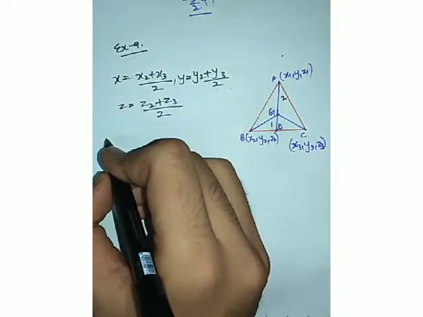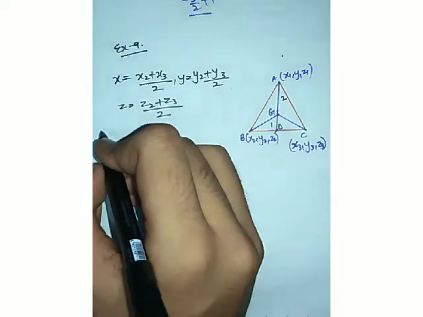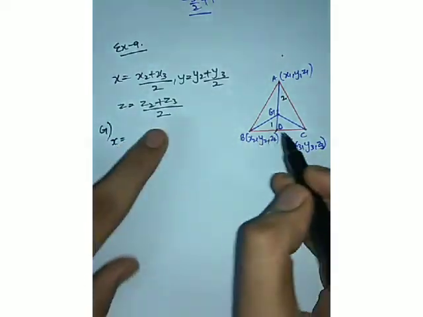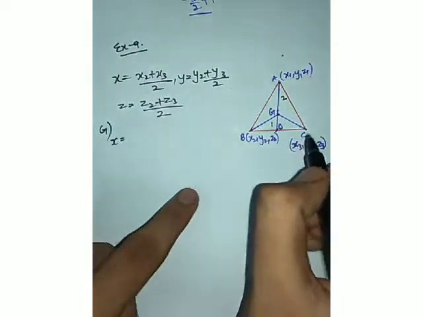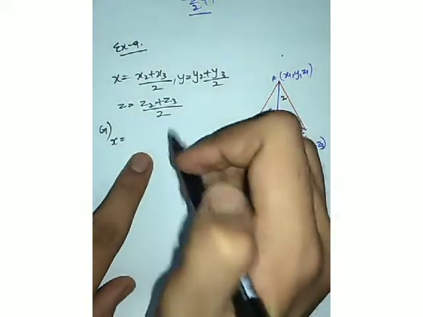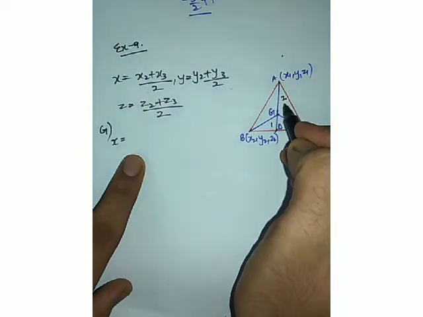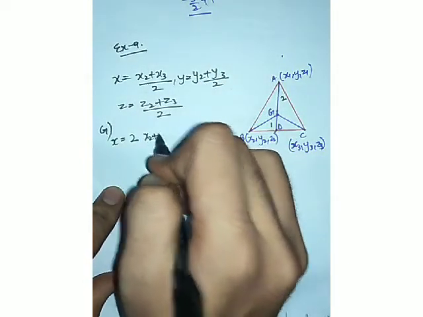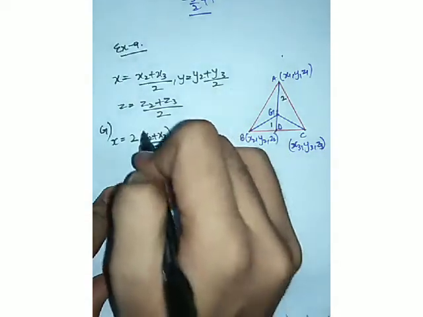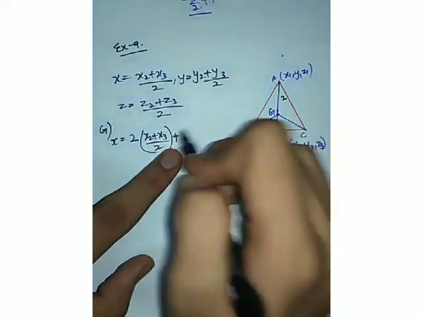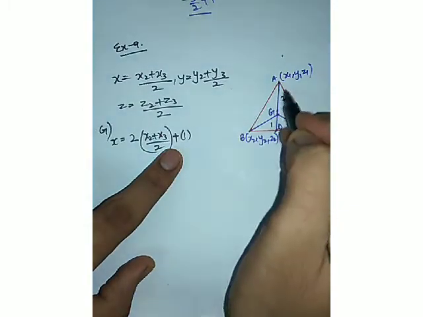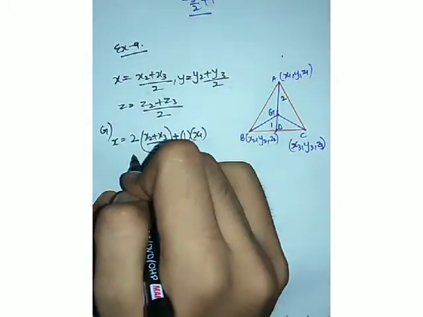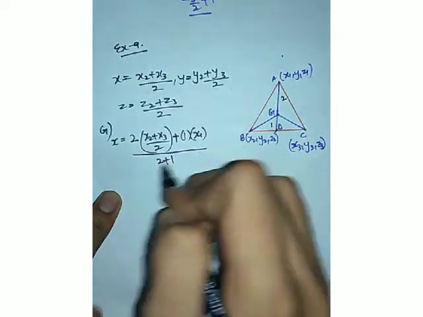So what will be the x coordinate of G? Now we are solving for point G. What will be the x coordinate? That is m x2 plus n x1. You can see that our m is 2, and x2 is this, x2 plus x3 upon 2, plus n x1. What is our n? That is 1. What is our x1? That is x1 itself. So this is the thing, divided by m plus n, it means 2 plus 1.